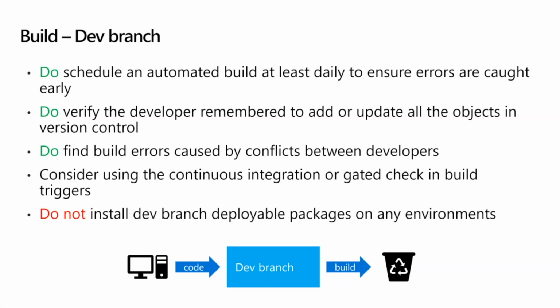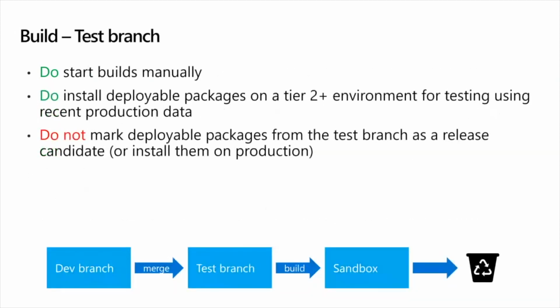The purpose of the dev branch builds is to verify the code. The deployable packages that result from those builds should not be installed on any environments. On the test branch, since the changes are merged manually into the test branch, typically the builds are started manually, but that's not a requirement. Install the deployable package from the test branch on a tier 2 environment for testing using recent production data. But do not mark the deployable packages from the test branch as a release candidate because we have no intention of installing them on production.